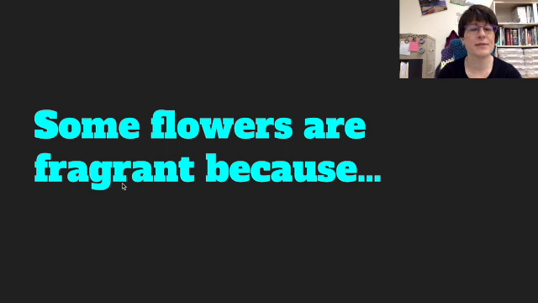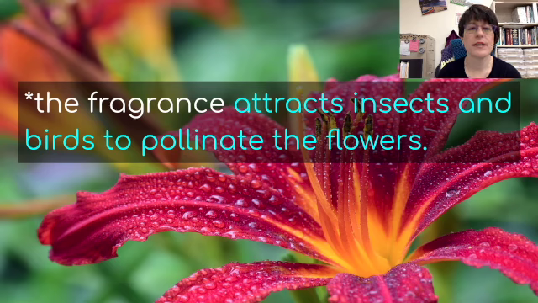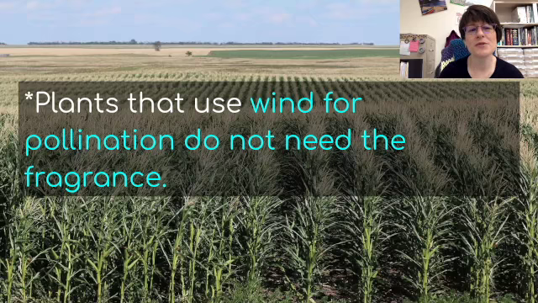Some flowers are fragrant because the fragrance attracts insects and birds to pollinate the flower. It attracts us, right? We like flowers that smell good, and so others attract insects. There is even a plant that smells like rotting meat that attracts insects in order for it to be pollinated. Plants that use wind for pollination do not need the fragrance. So plants that don't use insects and maybe bats and birds don't tend to have very much of a scent because they don't need to attract anything.